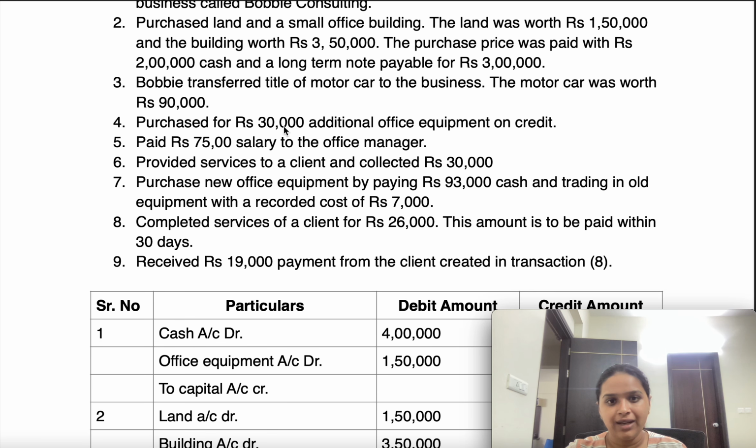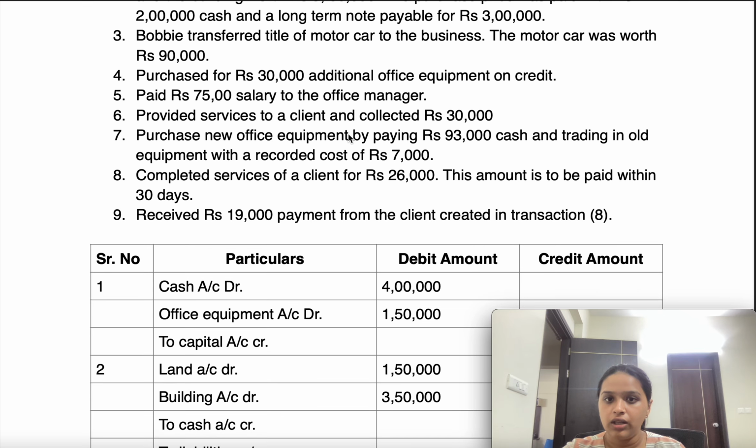Purchase for rupees 30,000 additional office equipment on credit. Bobby has purchased some additional office equipment on credit basis for which he has not released the payment. It means office equipment is coming into the business, and whichever supplier he has purchased from has allowed the credit period, so he is the giver. So we can put it as a sundry creditor, or that person's name we should credit on the credit side.